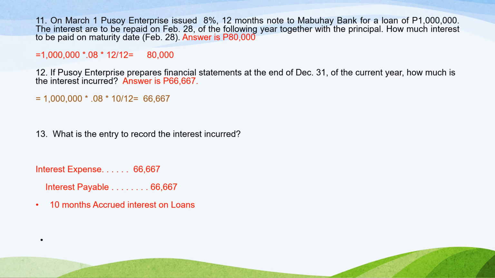So, since this is 1 year, 12 months, so 8% is also an annual rate. So, 1 million times 0.08 times 12 over 12 kasi 12 months. So, 80,000. The answer is 80,000.